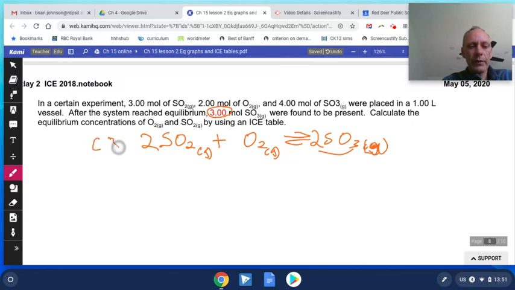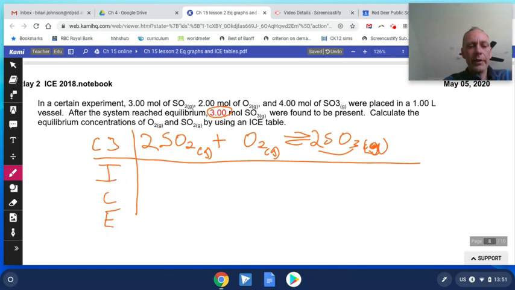So concentrations. So you can see how we just set them up right under the balanced equation. Okay, what have we got? Initially, 3 moles, and it's all in a 1 liter flask, so 3 moles per liter. Oxygen is 2 moles per liter, and sulfur trioxide is 4.